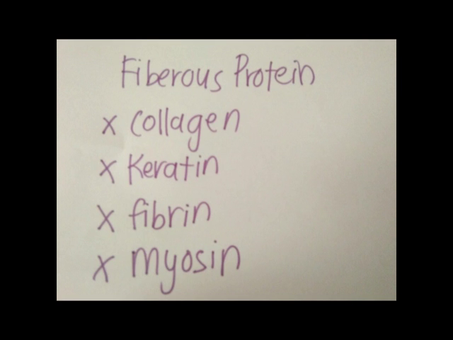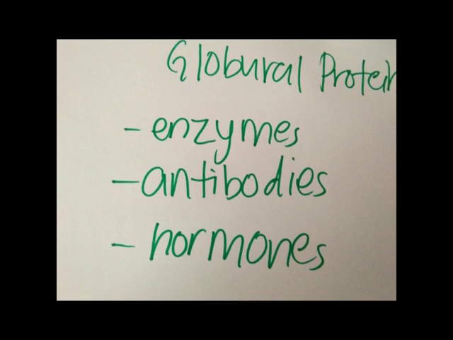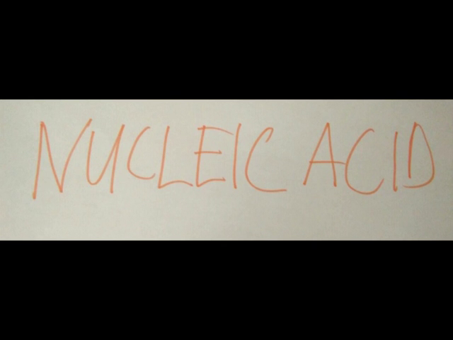There are two types of protein, which are fibrous proteins like collagen, keratin, fibrin, and myosin, followed by the globular proteins, which are like globulin, enzymes, antibodies, and hormones. Last but not least, the nucleic acids.